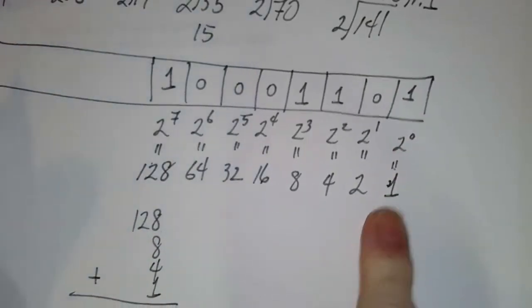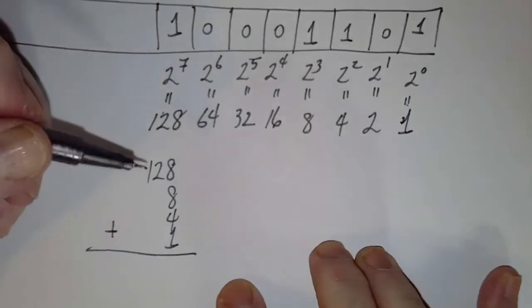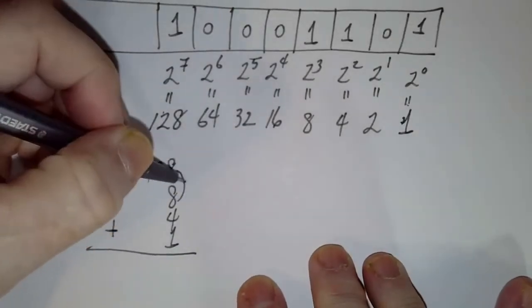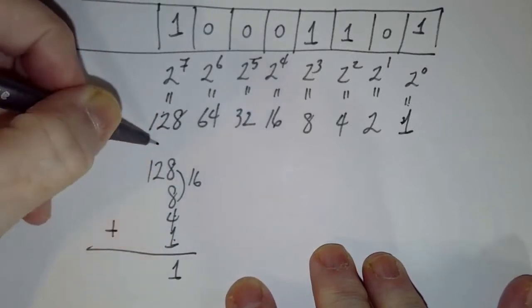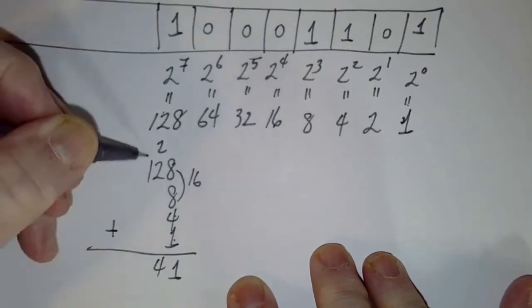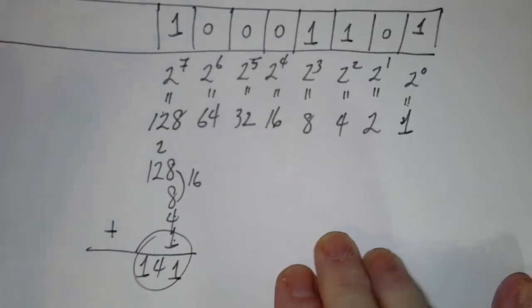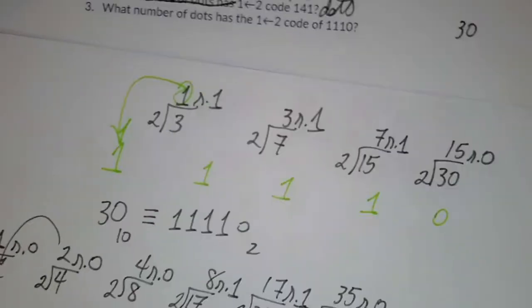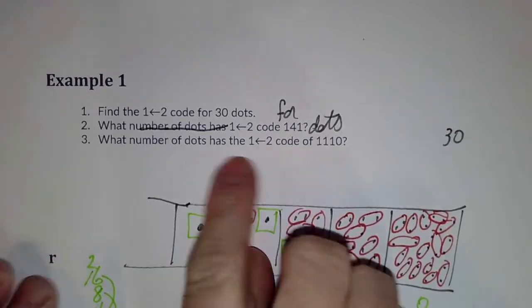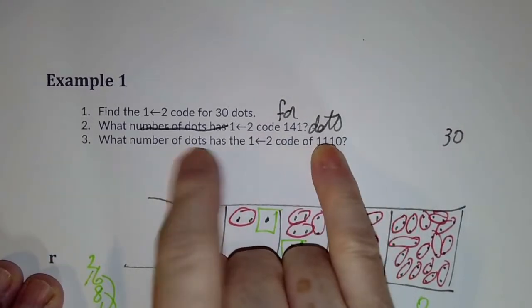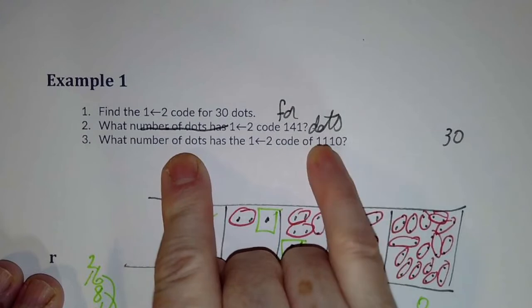Let's add those up and see if we really do get 141. So let's see, we've got 16 plus 4 is 20, 2 and 2 are 4, and bring down the 1. And we do indeed get 141. That's kind of cool. All right, well let's find the number of original dots that have the 1110 code.